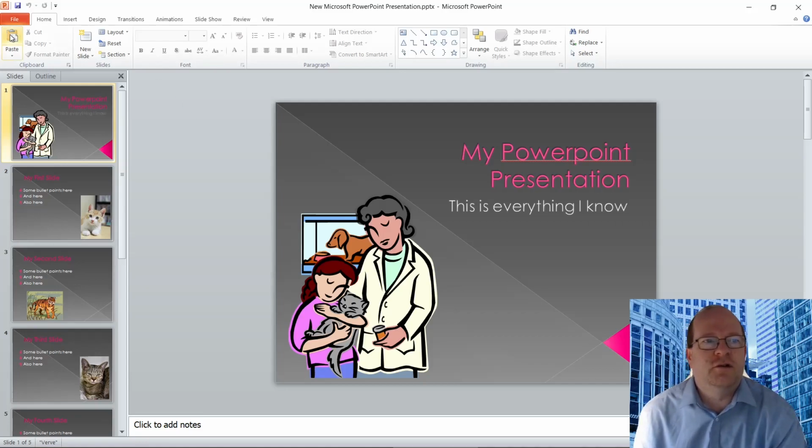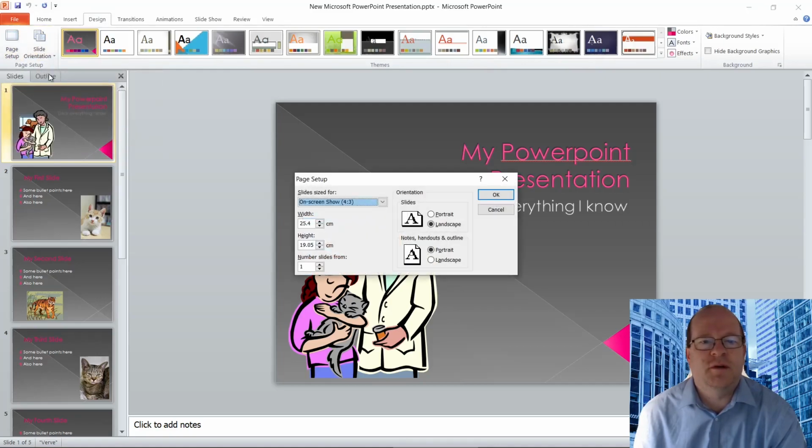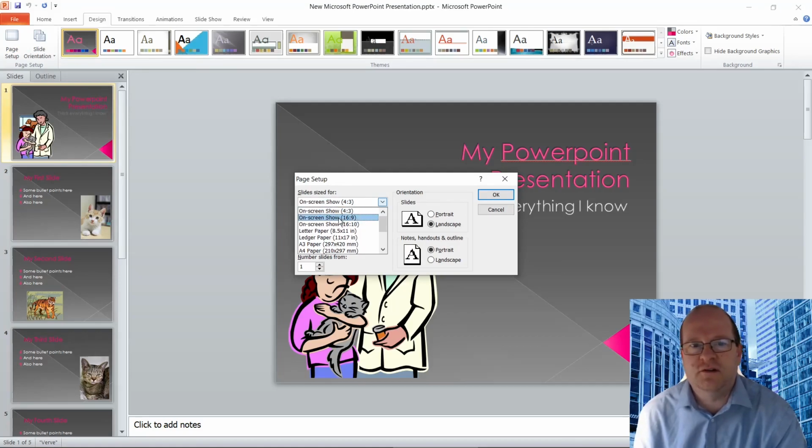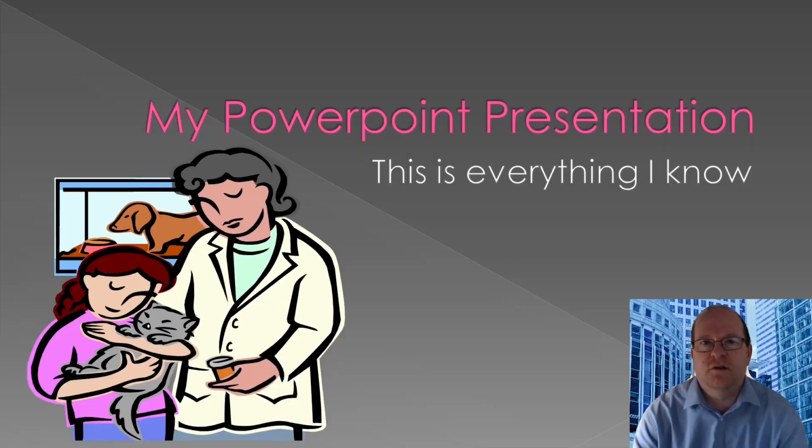So all you have to do is to go into Design, Page Setup, and change from on-screen show 4 to 3 to on-screen show 16 by 9. And change that, click on OK. So now the presentation exactly fits and matches the YouTube dimensions of its video player.